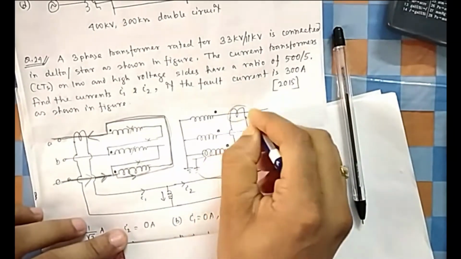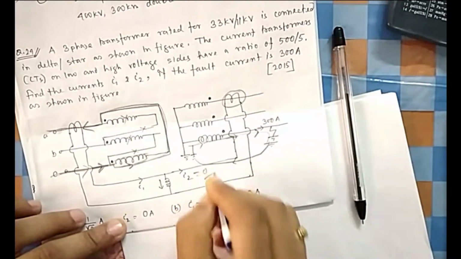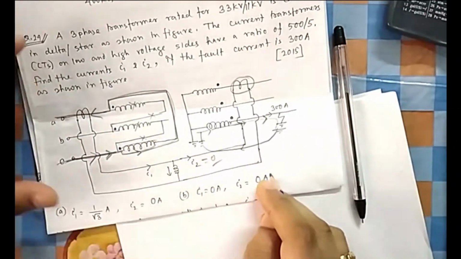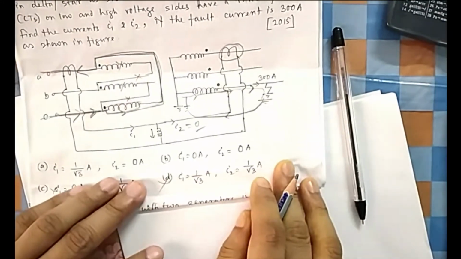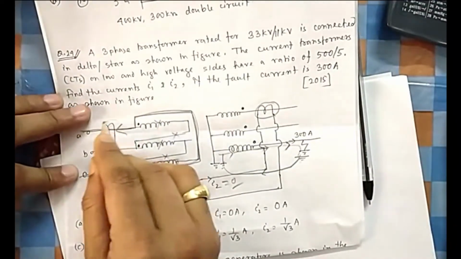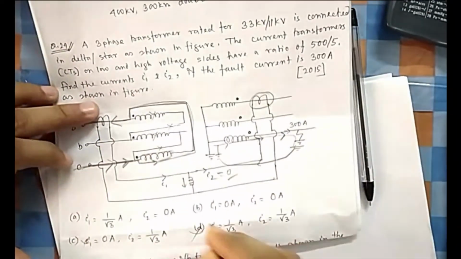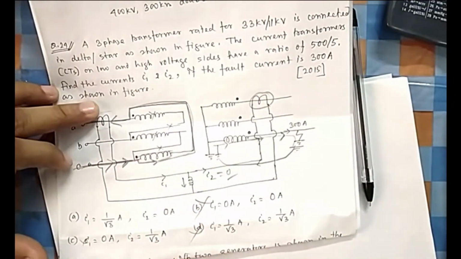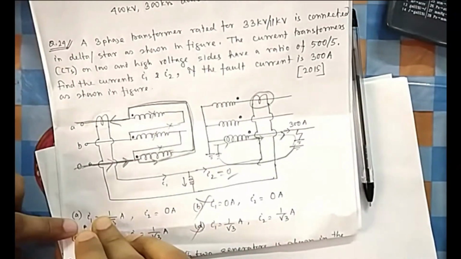So obviously this C2 will not get anything. So obviously I2 is 0. By seeing it, you can see the I2 should be 0. So option C, option D is already gone. We have nothing left with option C and D. And now think of I1. Obviously your I1 will not be 0. You can see this will send some current, so obviously I1 will not be 0. So this is also gone. So obviously you are left with this A. So A will be the answer.